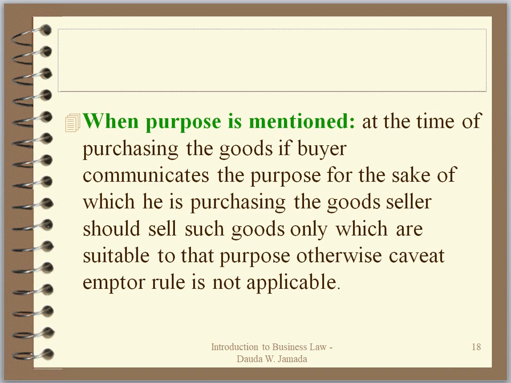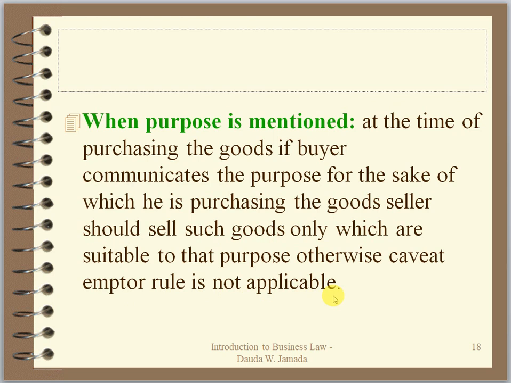Another moment when a seller cannot be sheltered by the caveat emptor rule is when a purpose is mentioned. At the time of purchasing the goods, if the buyer communicates the purpose for the sake of which he is purchasing the goods, the seller should sell only such goods which are suitable to that purpose. Otherwise, the caveat emptor rule is not applicable.